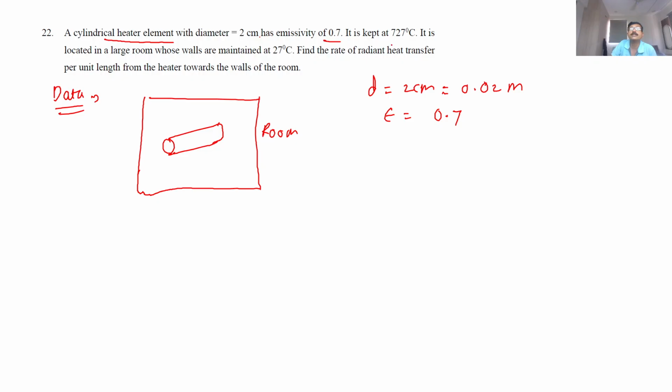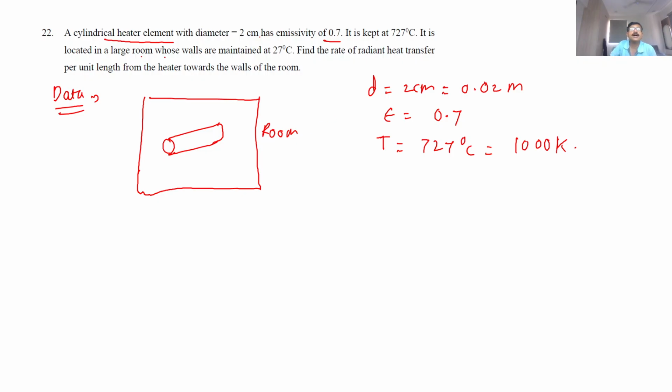Has emissivity. What is the emissivity of the cylindrical surface? 0.7, that is given. What is the temperature of that cylindrical surface? 727 degrees Celsius. So 727 plus 273, it becomes 1000 Kelvin. Convert in Kelvin, that is important for radiation.